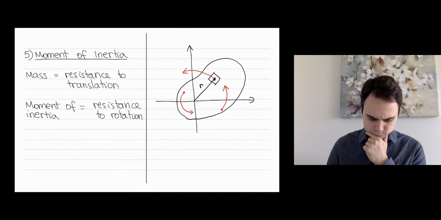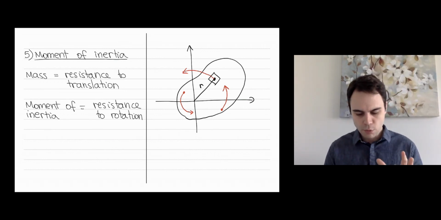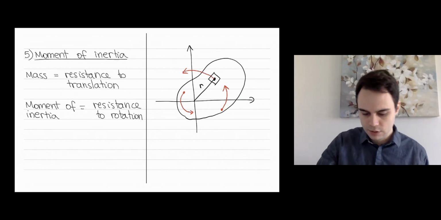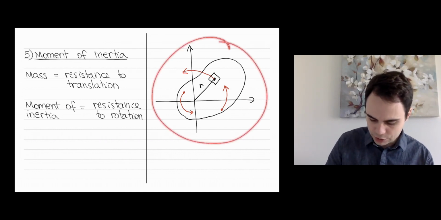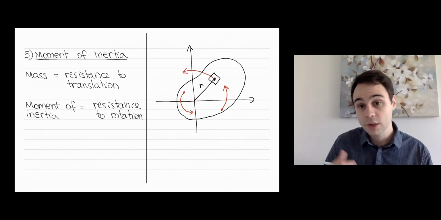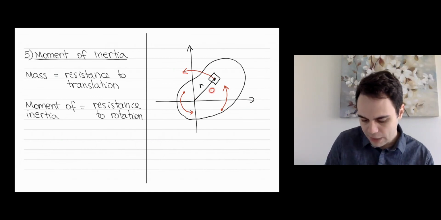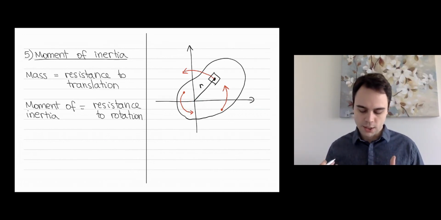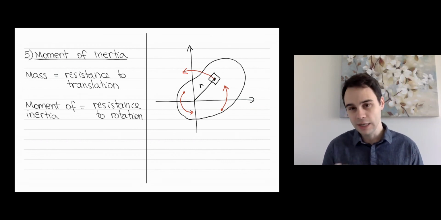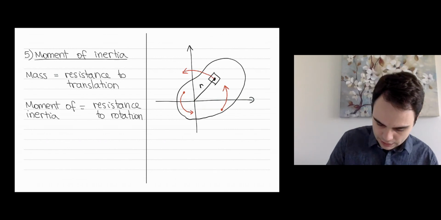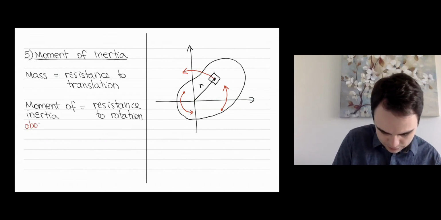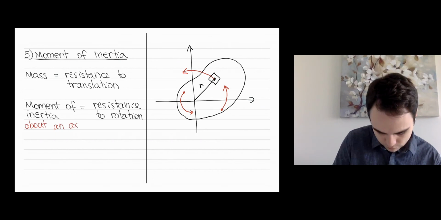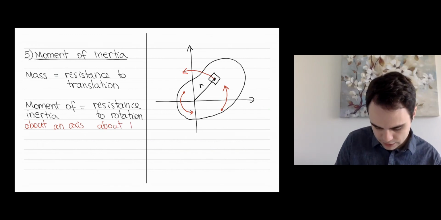Now we have to be careful about one thing. Here on the right, I have a picture of an object rotating about the origin. But it might be easier to rotate the object about its center of mass than about the origin or other points. So the moment of inertia depends on the axis of rotation. The moment of inertia about an axis is the resistance to rotation about that axis.